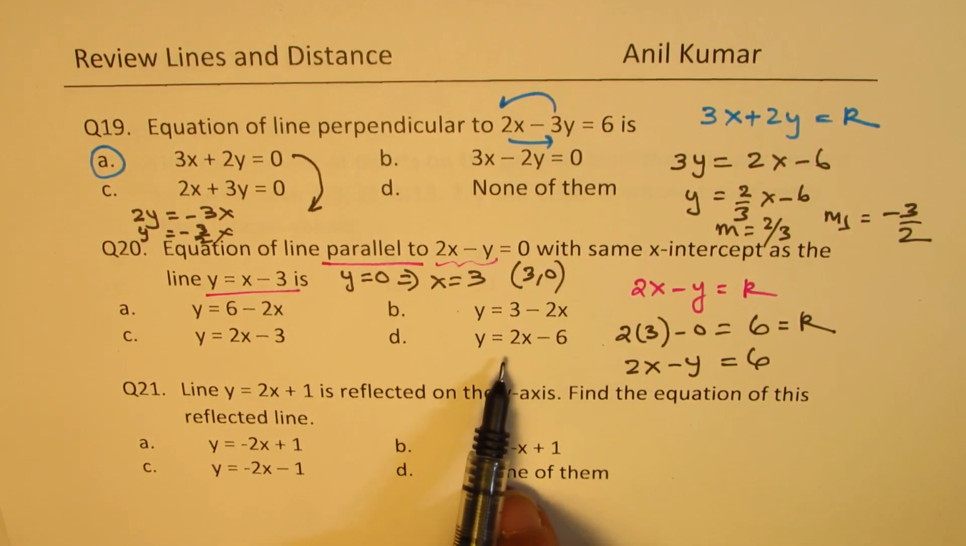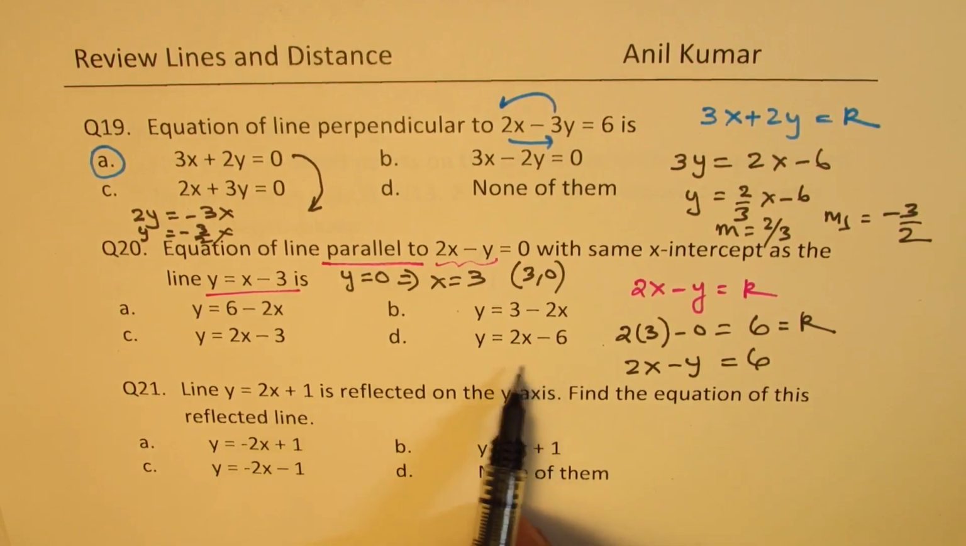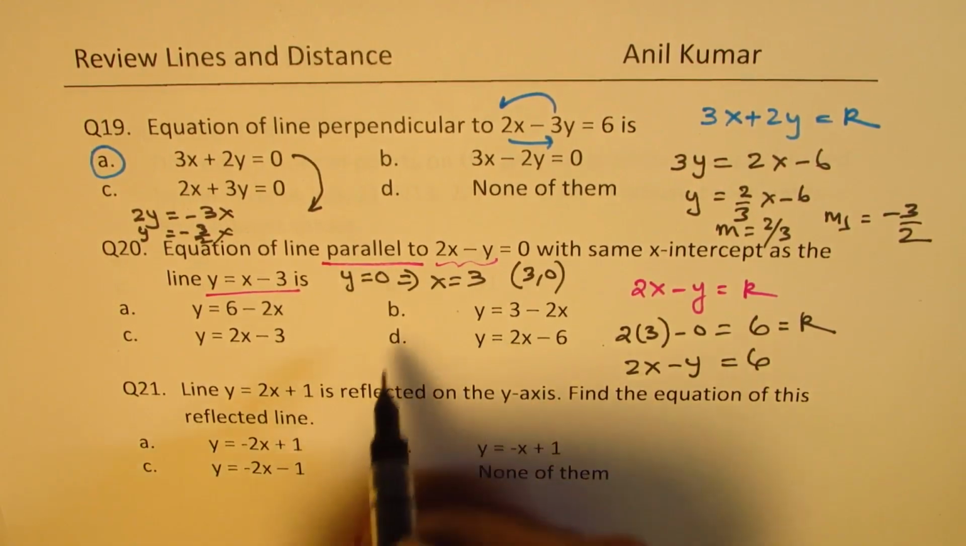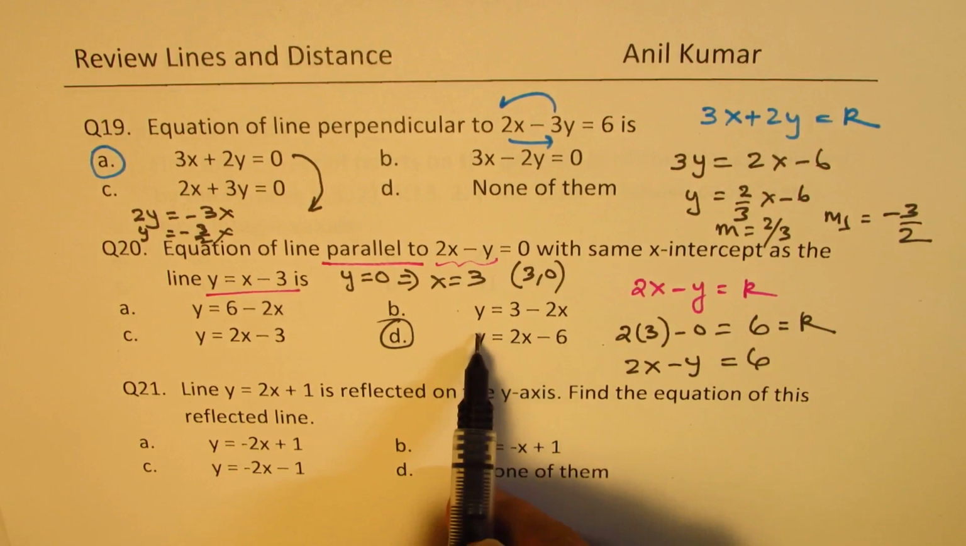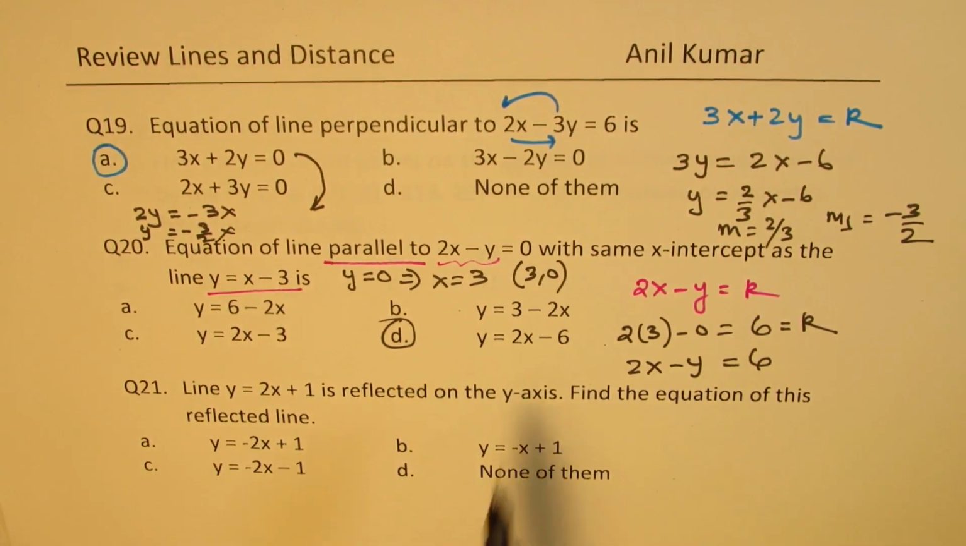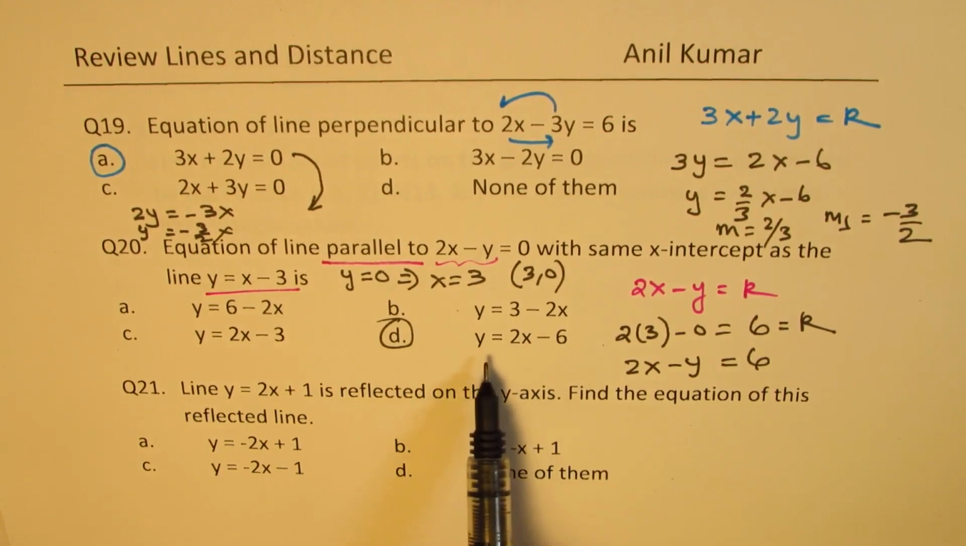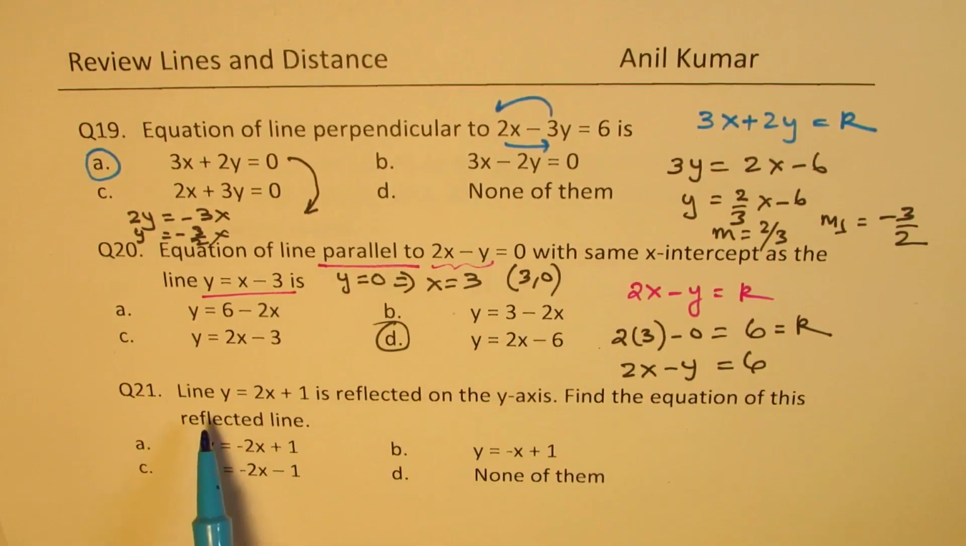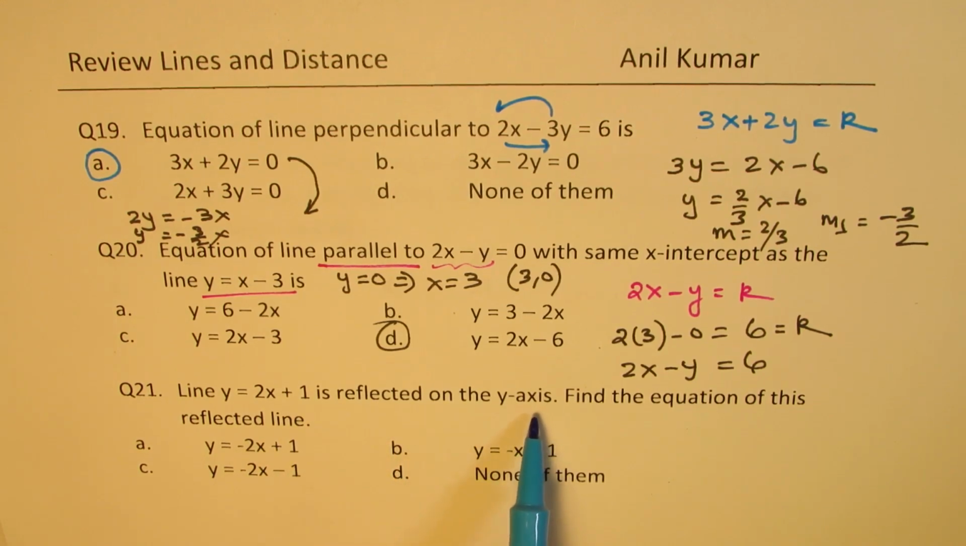So do we have something like this? Well, 2x minus y, if we rearrange, we'll get 2x minus y equals to 6. Does it make sense to you? So you may have to rearrange and check your answers. Slightly tricky. Good. Line y equals to 2x plus 1 is reflected on the y-axis. Find the equation of this reflected line.